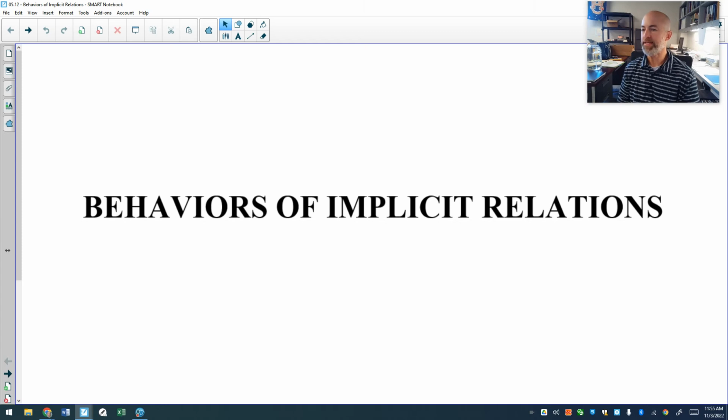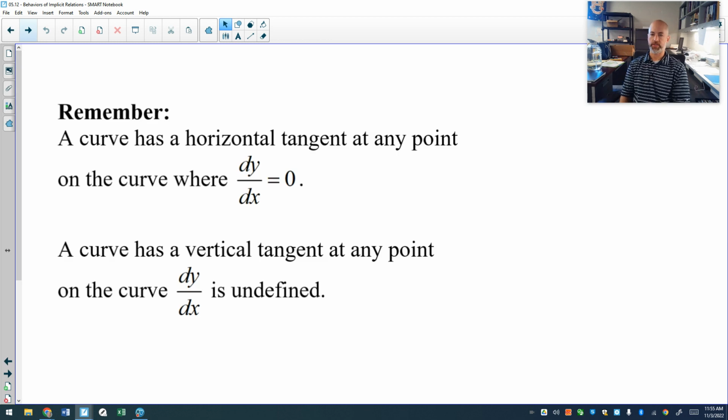Okay, we're going to look at implicit relations and ways we can use the derivatives of implicit relations to answer bigger questions. Two key things to remember is that any curve has a horizontal tangent at the points on the curve where the derivative is equal to 0, and a vertical tangent. This one's a little bit rarer. We've done horizontal tangents for a long time. A vertical tangent is any point on the curve where the derivative is undefined.